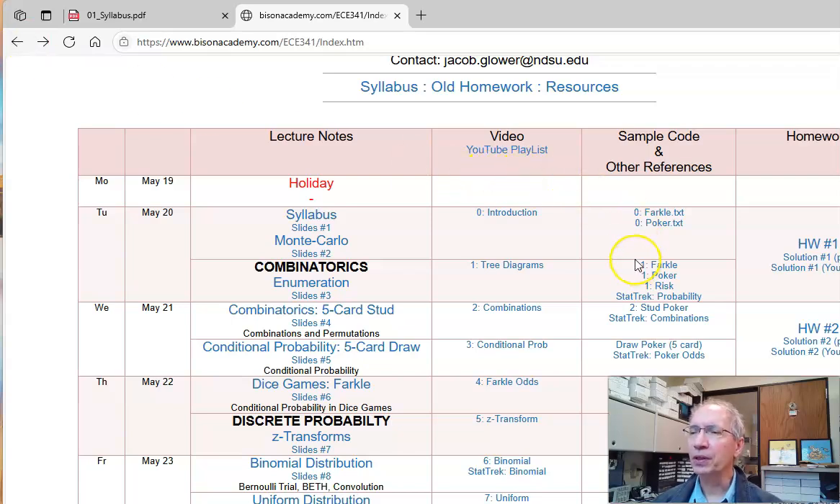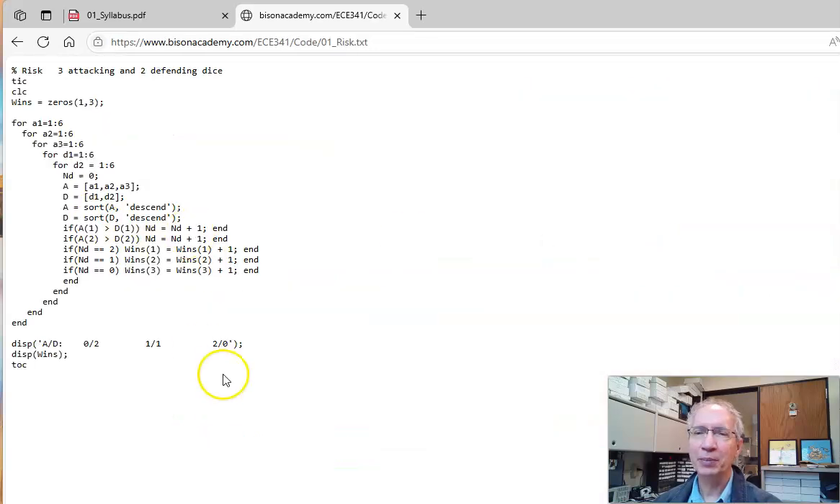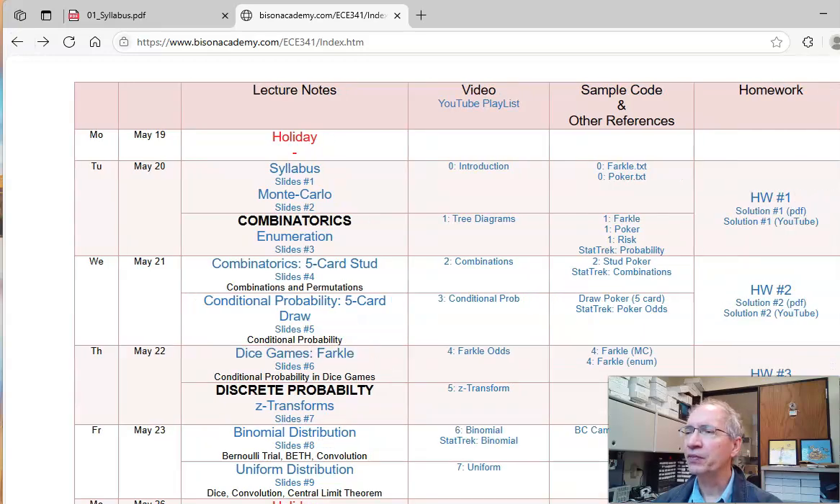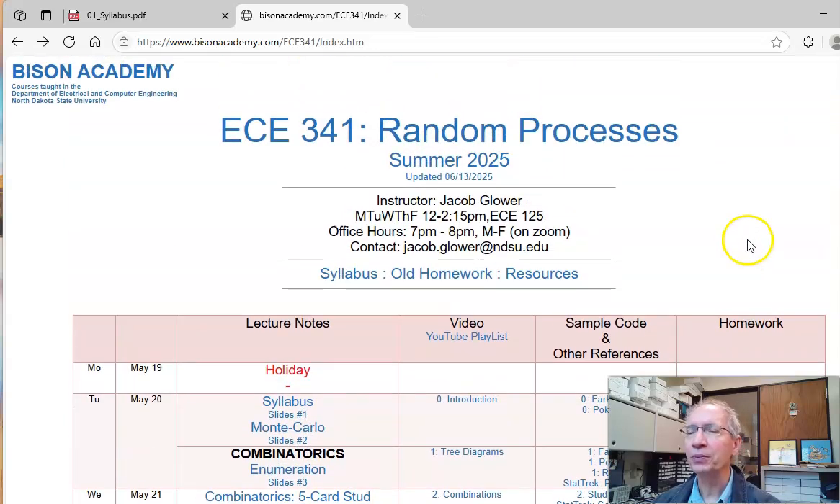There's sample code. Throughout this semester, we'll be doing sample code in MATLAB. So you can either copy and paste from the lecture notes, or conveniently, this is the sample code right here. That's in a text format, so you can copy and paste into MATLAB, along with the various homework sets and solutions. Now the solutions will be posted throughout the semester. I'll post the solutions after the homework is due.